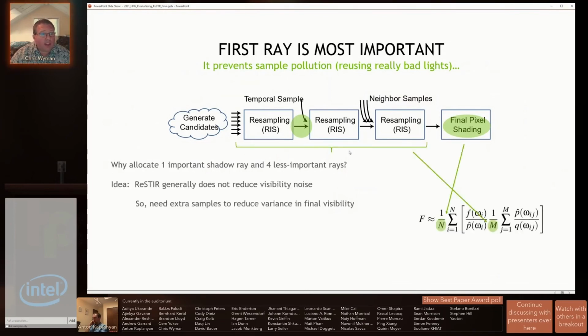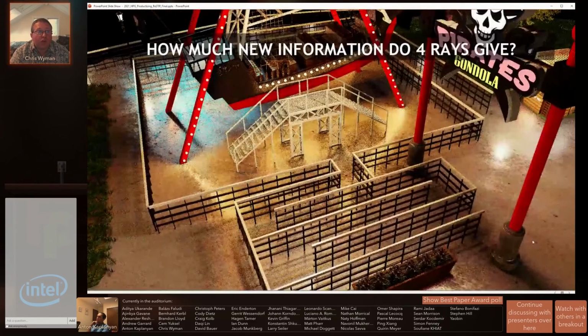But why are we only allocating 1 shadow ray there and 4 to these less important rays? The idea from the initial ReSTIR research is that ReSTIR generally does not reduce visibility noise. That's down here in this summation of M, and we're not injecting visibility information. And so we really need the extra samples to reduce variance in the final visibility. So an important question is how much variance actually gets reduced from those 4 rays.